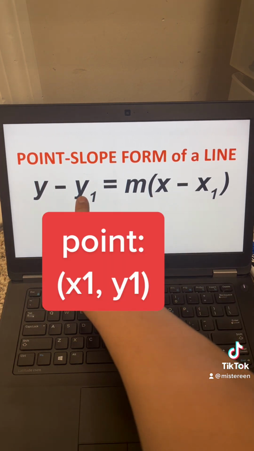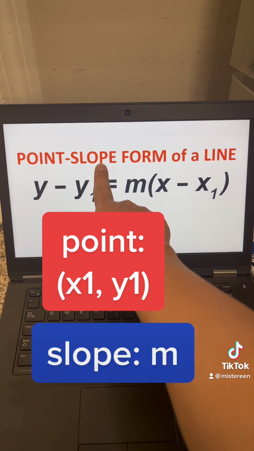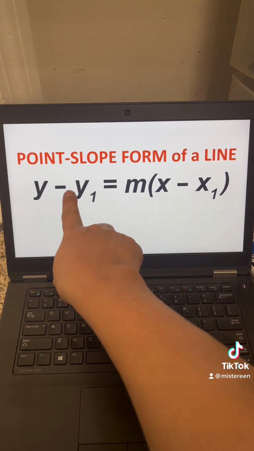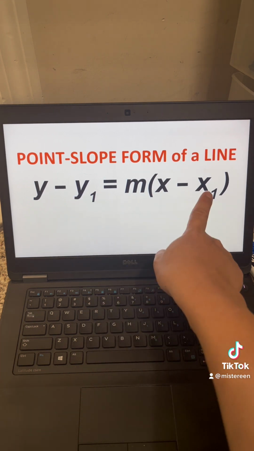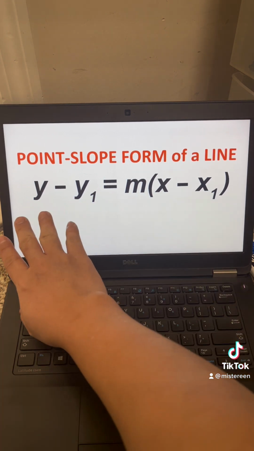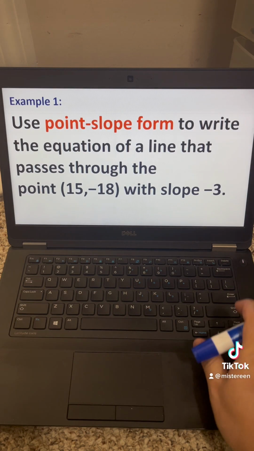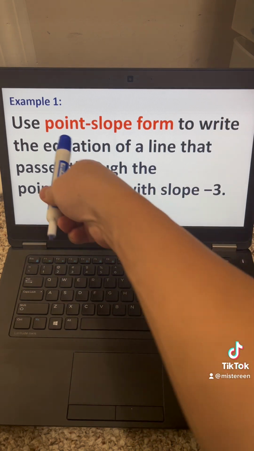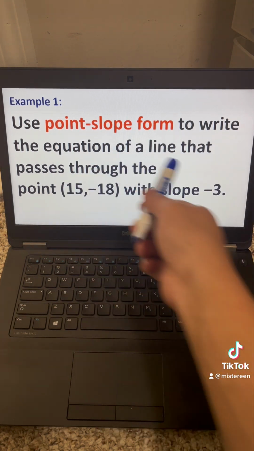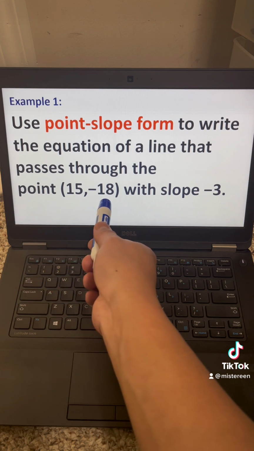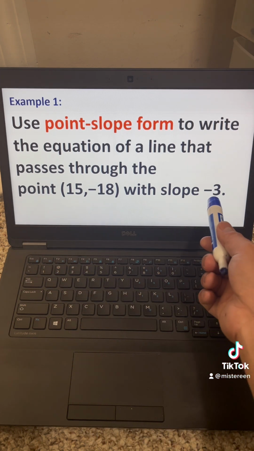That's your point. And you need a slope, which is the letter m. So all you have to do is change these three numbers, x1, y1, and m, and that's your point-slope form. Let's now have an example. Our first example is this. Use the point-slope form to write the equation of a line that passes through the point 15, negative 18 with a slope of negative 3.